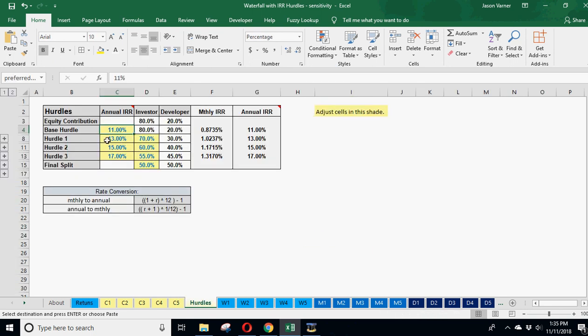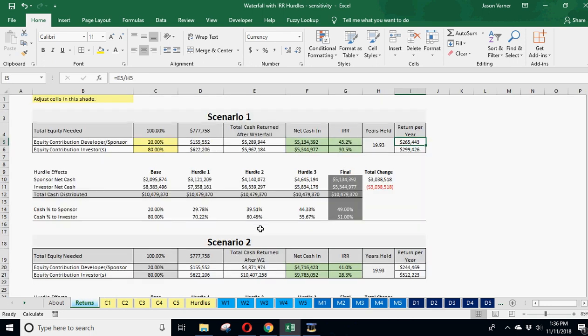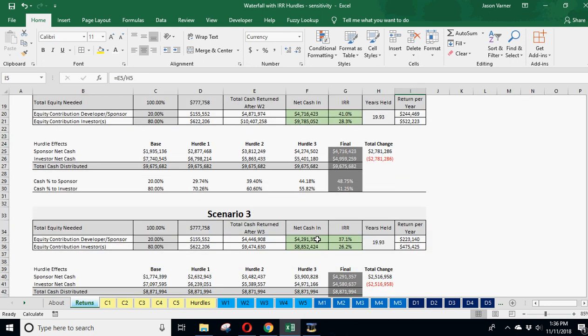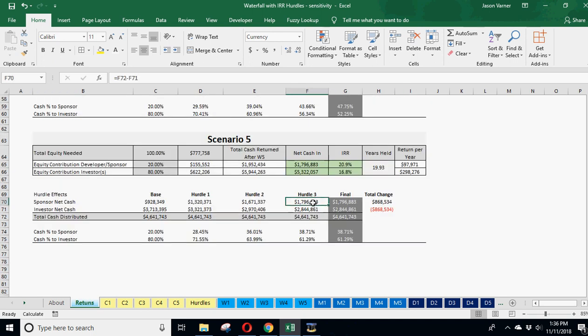Now let's say I change the hurdle to 20% here. Now let's see how that changes the cash flows. So not a whole lot, but 2844 1796. Now the reason why this did not change at all is because we never reached the hurdle. So if you go to your returns tab, you can see, on the fifth scenario, the hurdle 3 is the same cash split as this. That's because we actually never broke past the hurdle that gets us to be able to split it 50-50.